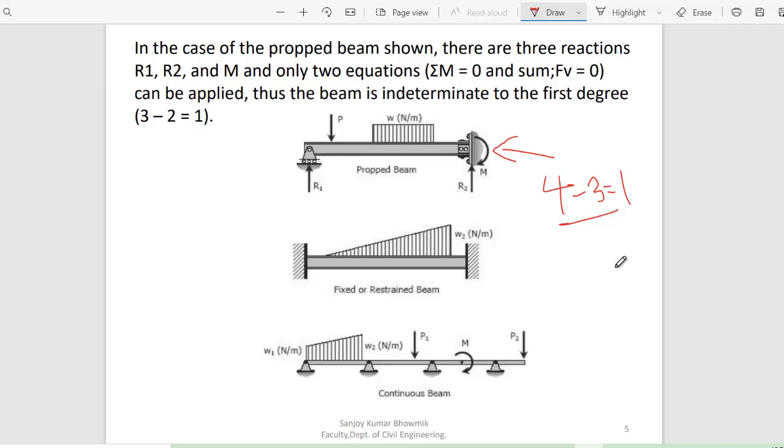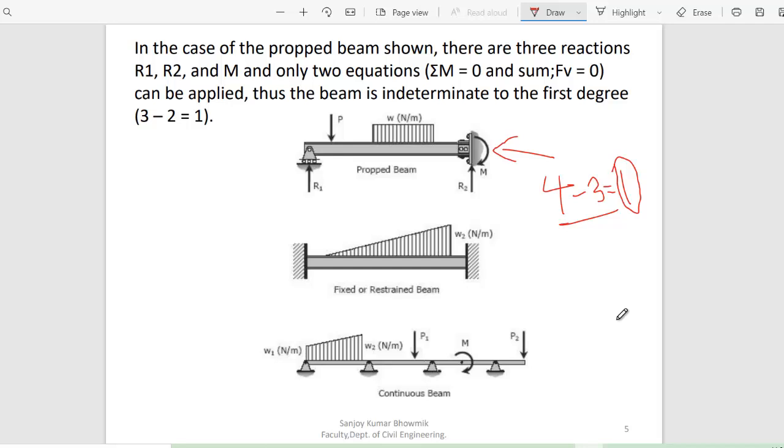Sir, 4 minus 1 is like this, sir? I'm not clear about this. We are talking about indeterminacy. So that means one equation is unknown here.